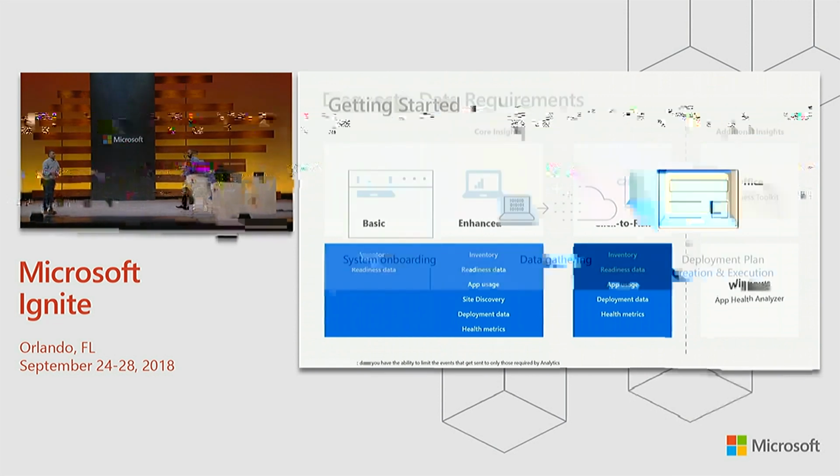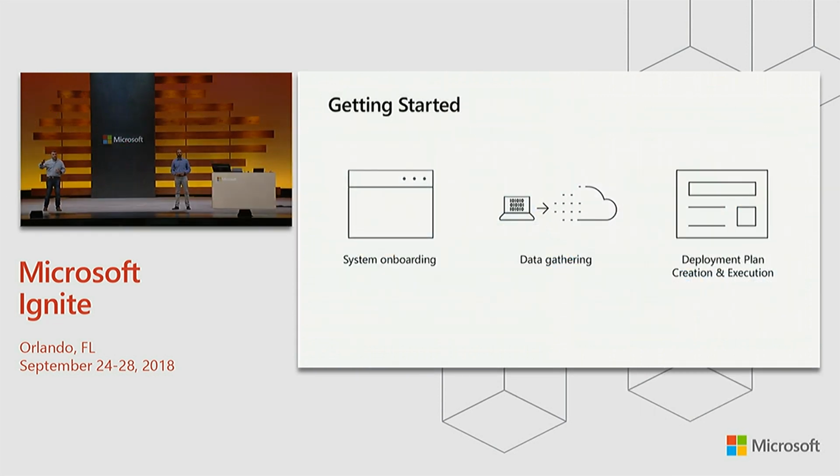Or three different, I guess, phases. We have system onboarding, which is, what do I need to use the system, right? What do I need to use Desktop Analytics? Data gathering, you know, how do I get my telemetry data from my clients to the cloud, so to speak? And then, how do I execute and create a deployment plan? So how do I take this data and take action on the devices and the assets in my organization and move forward? So the first one, system onboarding.